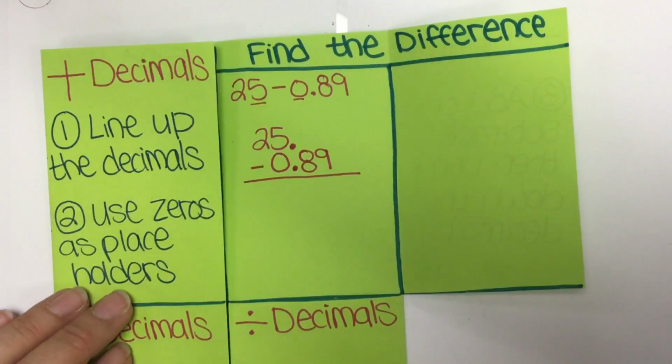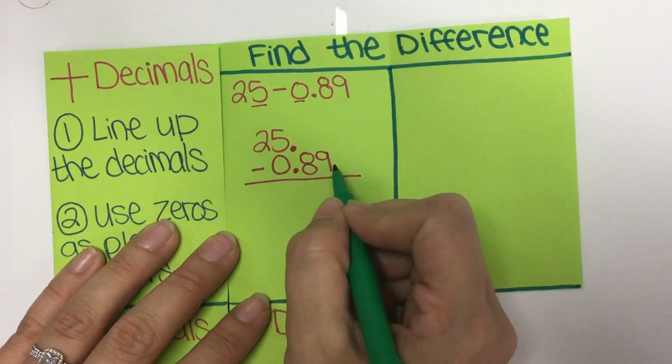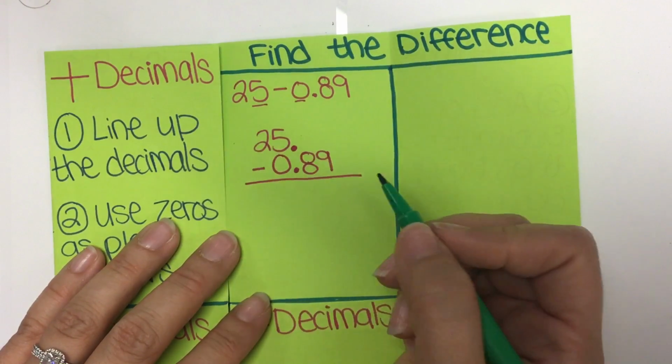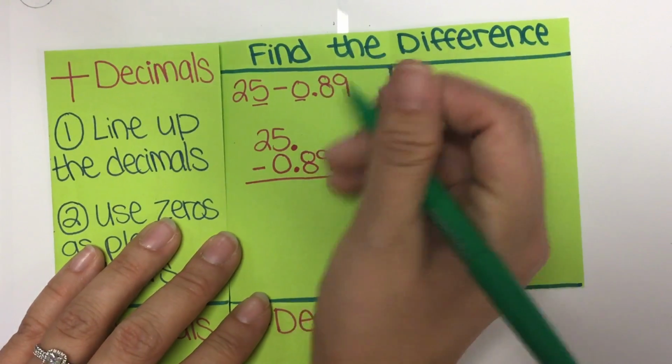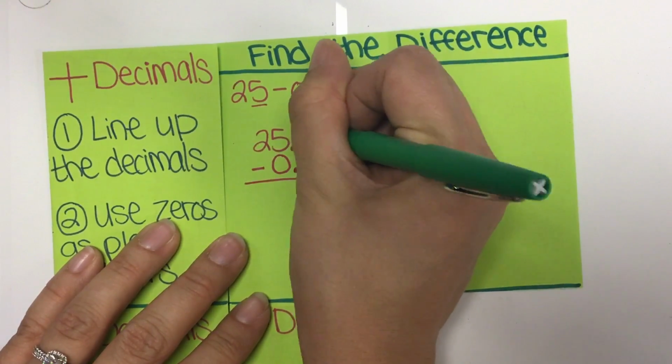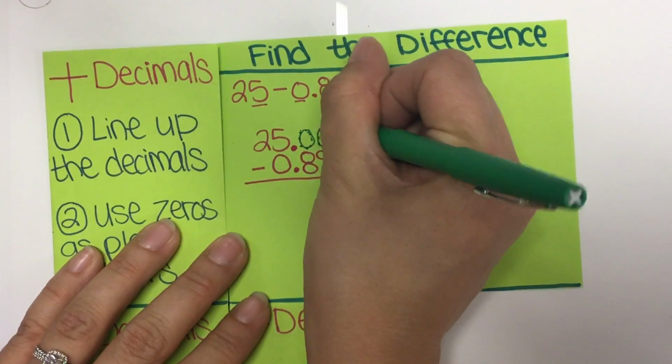The problem is you have to have placeholder zeros here. You can't take 89 cents away from no cents. It doesn't make sense. I don't have anything. It doesn't make sense. That's pretty funny. Okay, I don't have anything to get rid of. So I have to put something there for me to be able to get rid of. So I'm going to do these placeholder zeros.